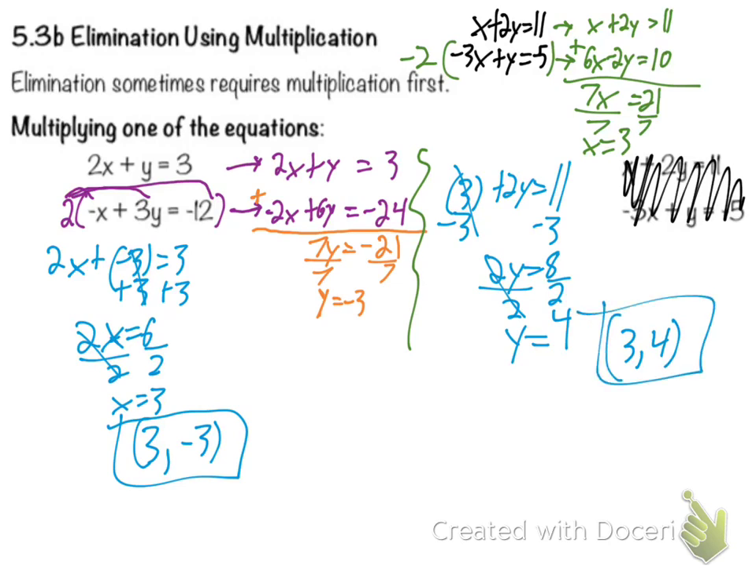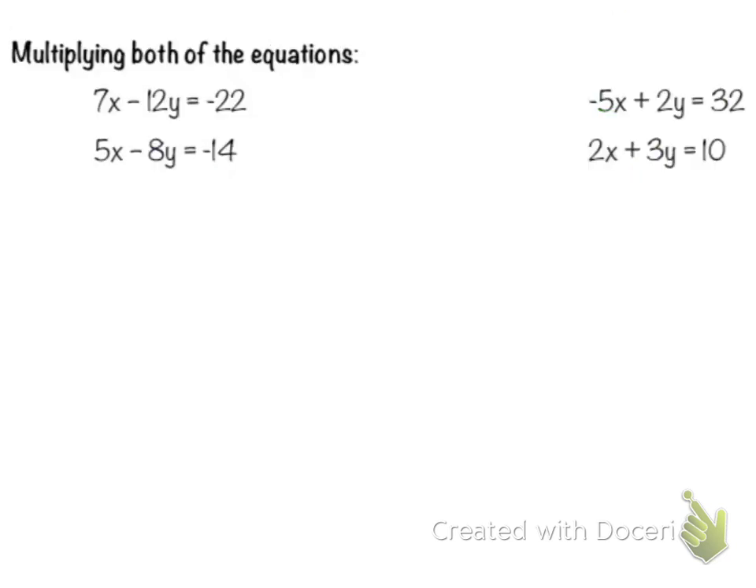Question on that, guys? Okay. We're almost there. Now, sometimes we have to multiply both equations. Because if we look at this first example here, we're lined up. We have our x's, our y's, our equals, our constants. We're not ready to eliminate, though, because we don't have the same number and different signs for one of the variables.